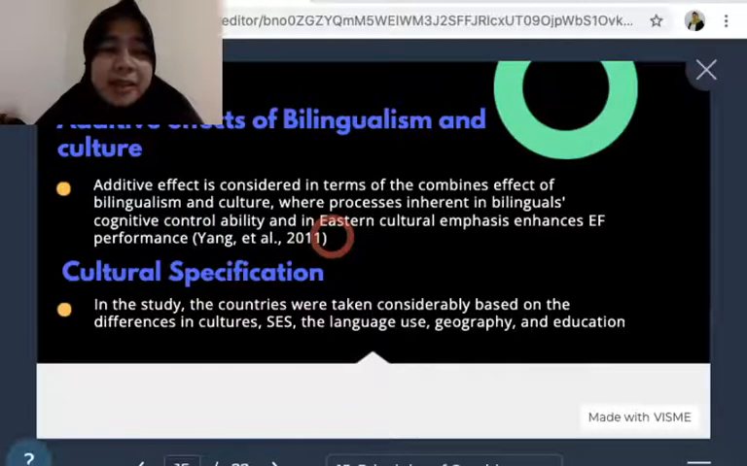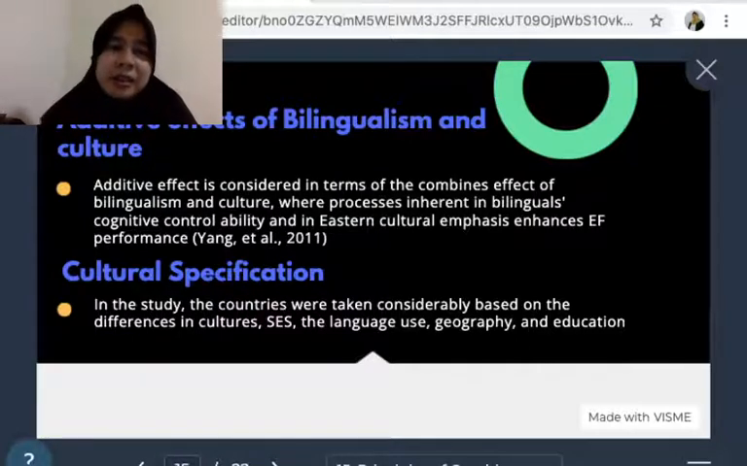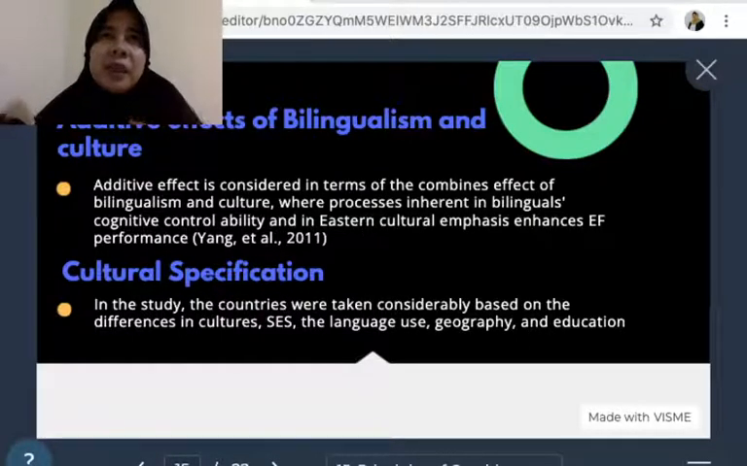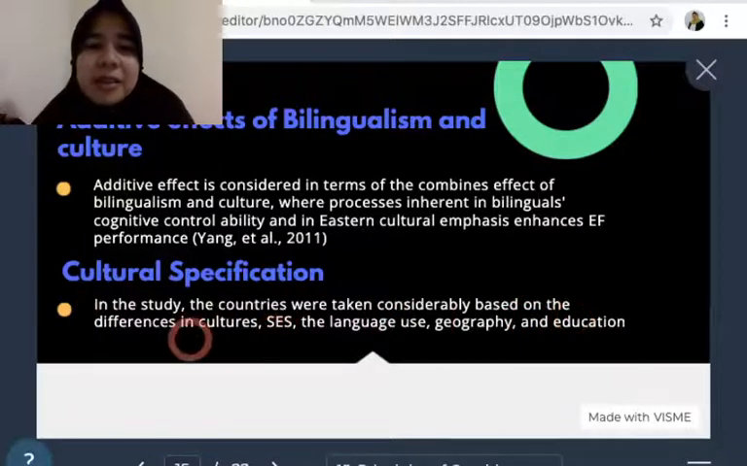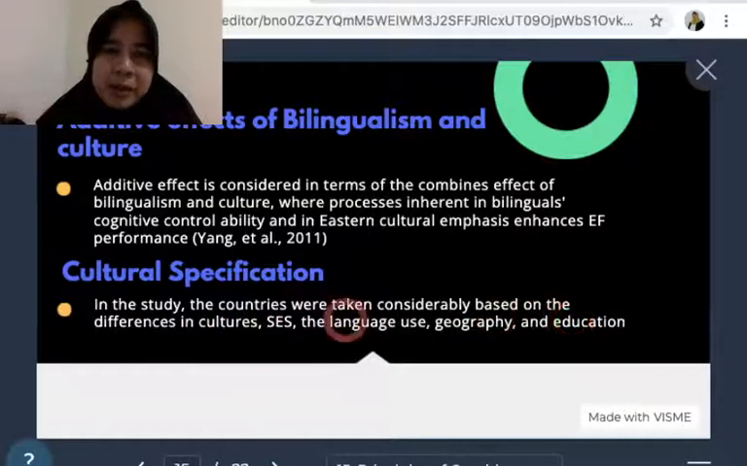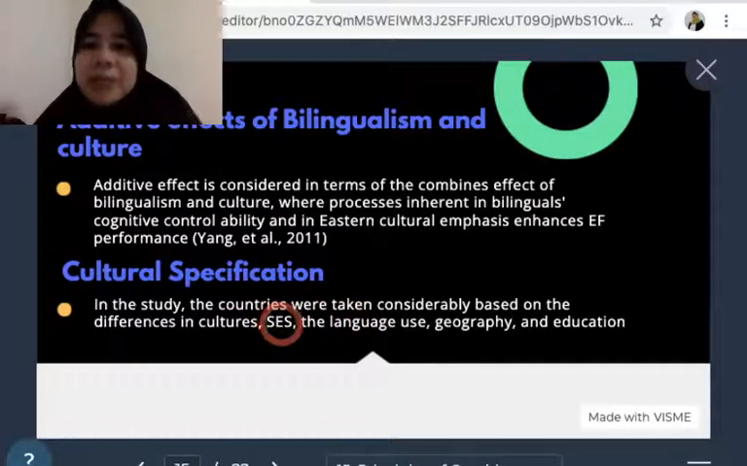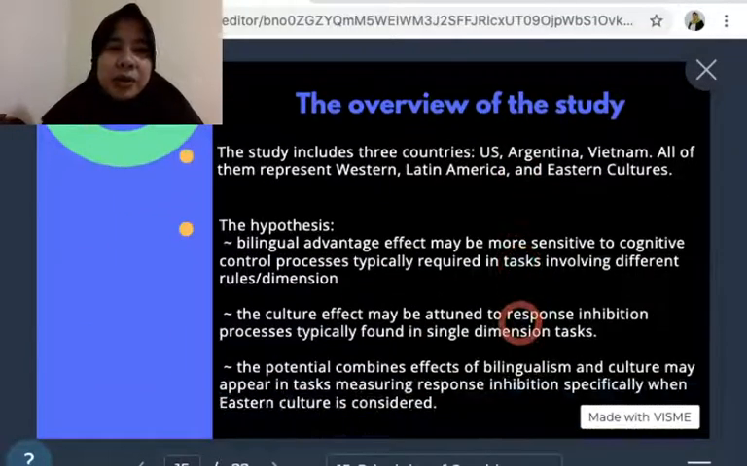So actually, Yang in his research stated that Easterners outperformed the Westerners in EF performance tasks. And next, in the study, the countries were chosen based on the differences in cultures, SES, the language used, geography, and education. Because besides the performance tasks, the authors also analyzed the SES of the participants, the geography, and also the education. Okay, now let's go to the overview of the study.